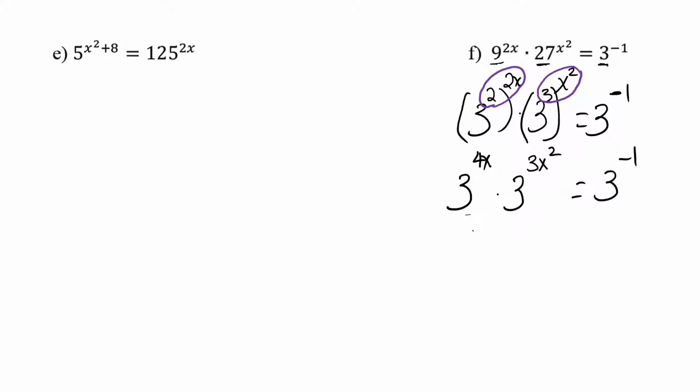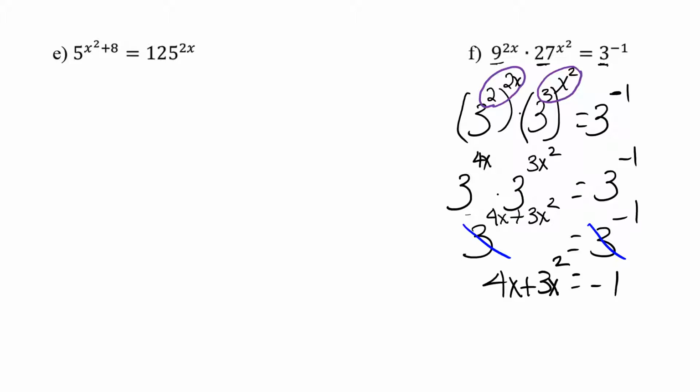So I'm going to take the base of 3 and raise it to the 4x plus 3x squared, and that equals 3 to the negative 1. And I finally have one base to cancel with one base on the other side. So that gives me just the exponents: 4x plus 3x squared equals negative 1. Anytime you see a quadratic, you've got three choices. Factor, you can use completing the square, or you can use the quadratic formula.